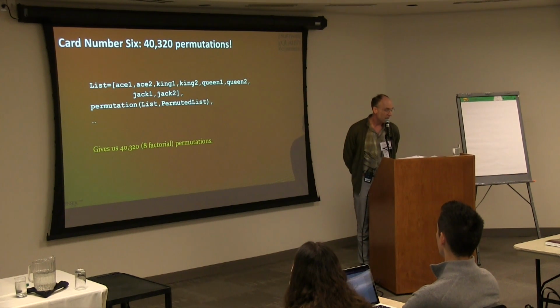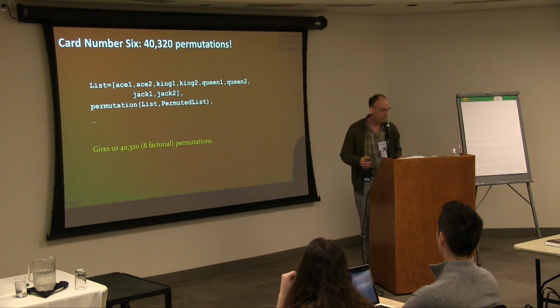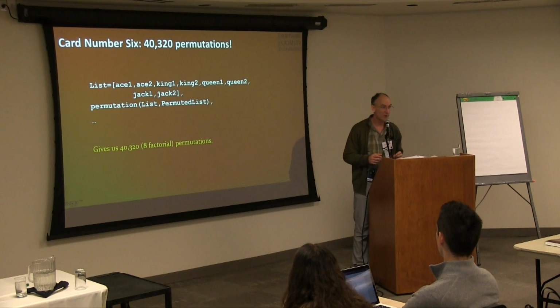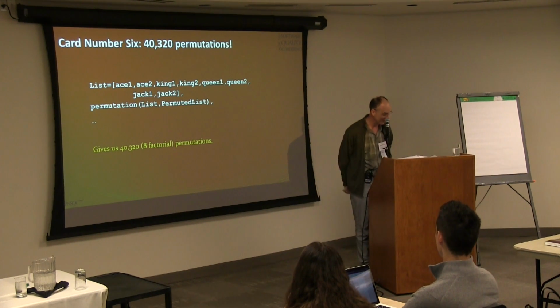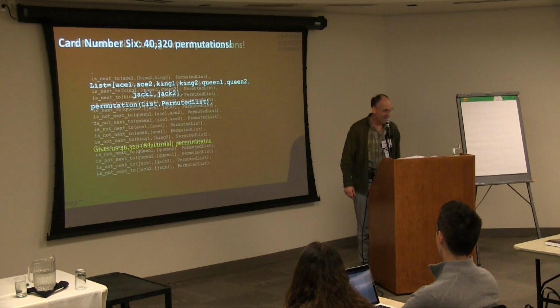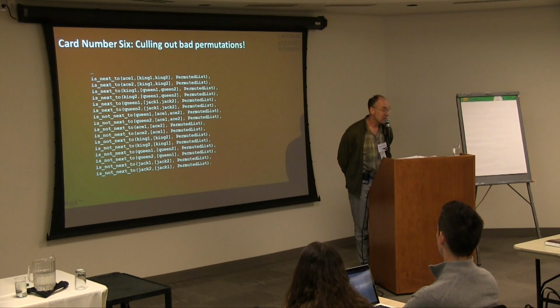Here we are using a built-in Prolog function called permutation, and we're going to take our list and permute it. And this is what comes up with our 40,320 permutations, which happens to be 8 factorial. If you go back to your combinatorics class, I think that's what that is, 8 factorial. It's been many years. Then we run each of these permutations through our criteria.